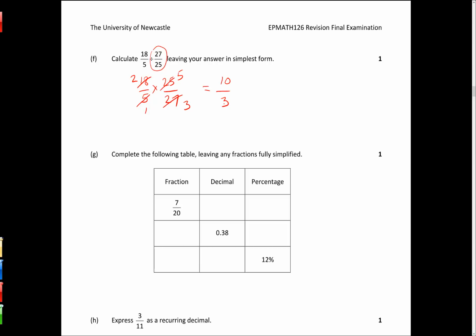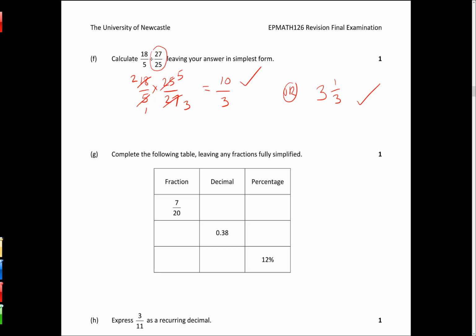It says leaving your answer in simplest form. Is 10 on 3 in simplest form? In other words, can I cancel anything out, make the number smaller? No, I can't. We're done. Remember, there's nothing wrong with the improper fraction. You can do an OR. If you want to say how many 3s are in 10, you say the 3 3s are 9 and 1 left over. They're exactly the same answer. Simplest form just means express it with the lowest numbers, not that you have to convert it to mixed.